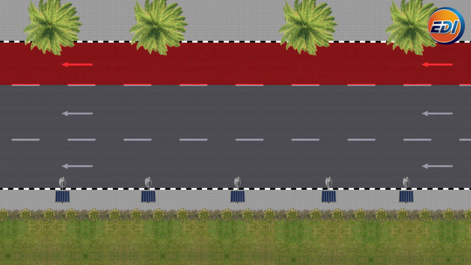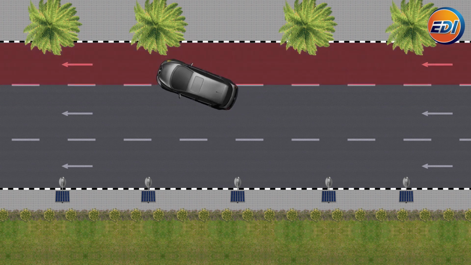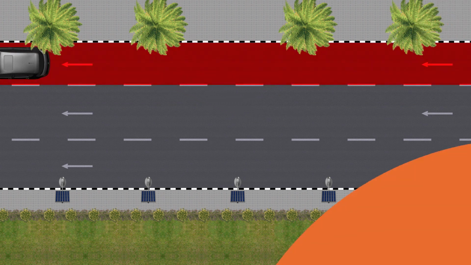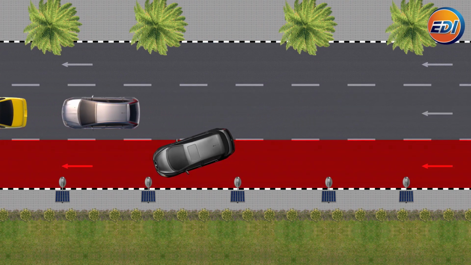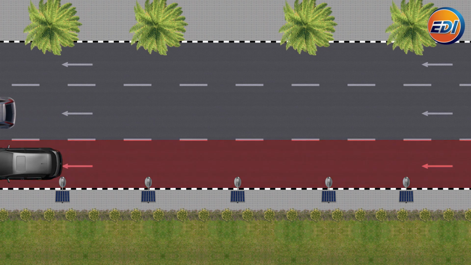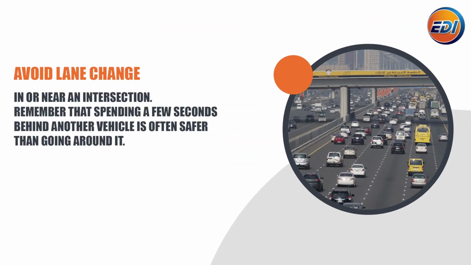Motorists may then use the center lane. Use the center lane when there are slow-moving vehicles in the right lane, but return to the right lane when it is clear. Use the left lane only for overtaking. Motorists must avoid unnecessary lane changes or weaving from lane to lane, as it can be dangerous, especially in heavy traffic or bad weather. Moreover, avoid lane change in or near an intersection. Remember that spending a few seconds behind another vehicle is often safer than going around it.